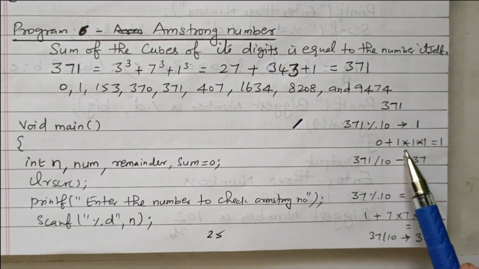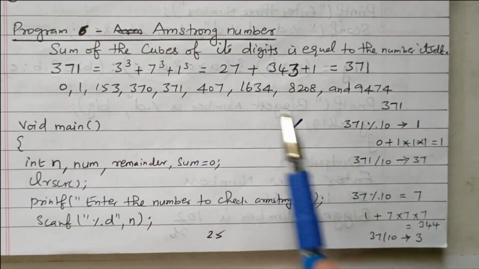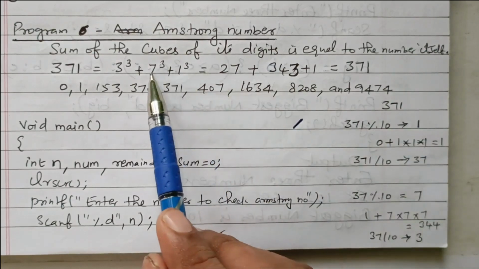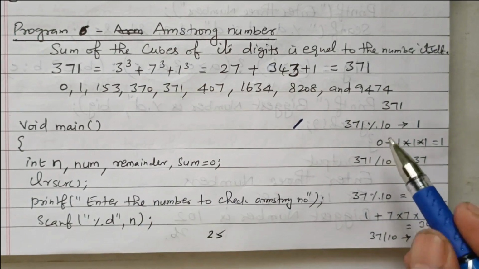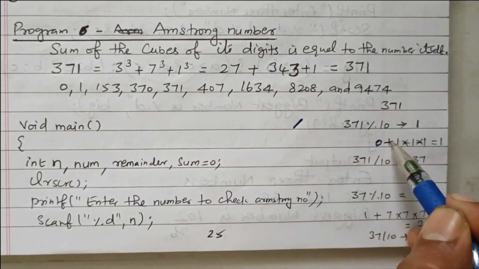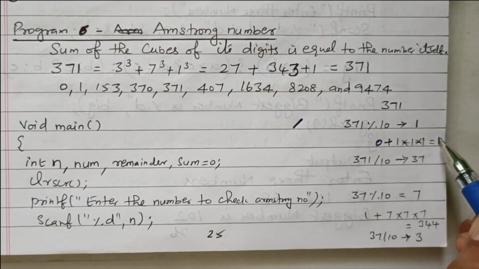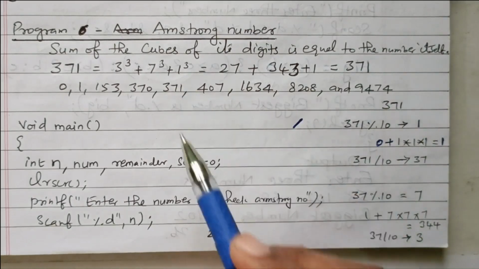So that should be cubed. We need to take the cube, 1 cube, that is 1 into 1 into 1. That should be added. All these three are added together, so we have one variable with 0, and in that we add this value. So 1 into 1 into 1 is 1. Right. So this process is completed.